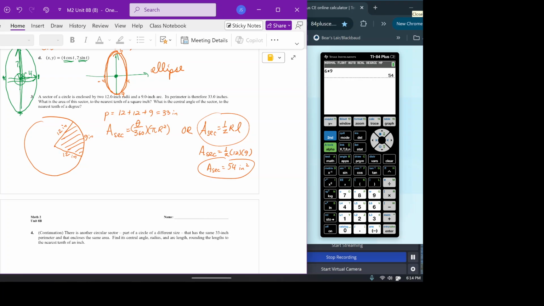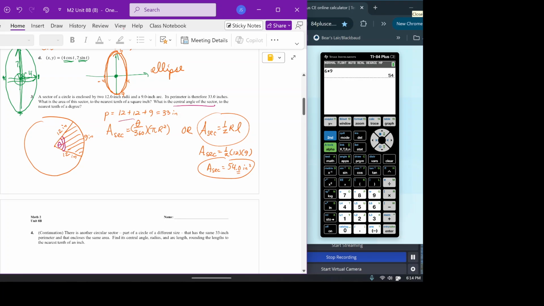It says to the nearest tenth. So really what we could do is say 54.0 inches squared, which means you've considered it down to the tenth of an inch, or square inch. It also asks for the central angle of the sector. So we're trying to find this right here.